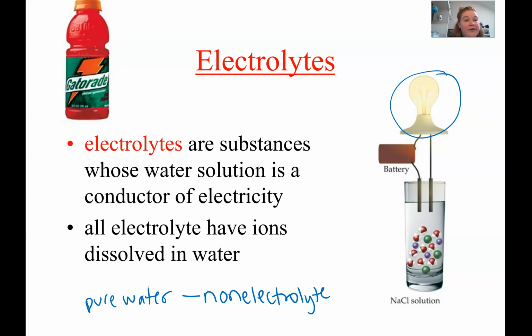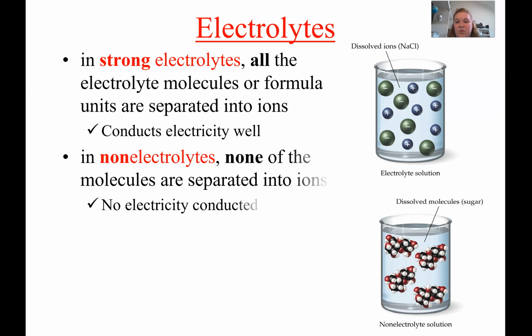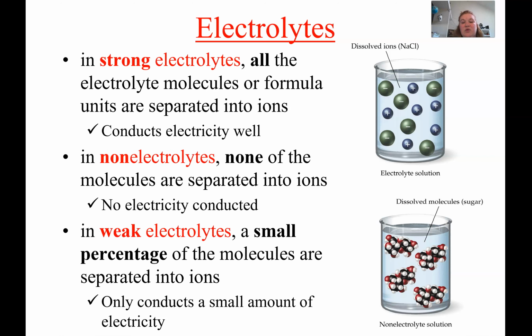Now, when things are electrolytes, when they light that light bulb up, we can go a little bit further with the definition. And we can break it down into these three categories: strong electrolyte, non-electrolyte, and weak electrolyte. A strong electrolyte, and that's this one over here, sodium chloride, all of the molecules break into their ions, and it conducts electricity very well. So this is something that we would consider to be soluble.